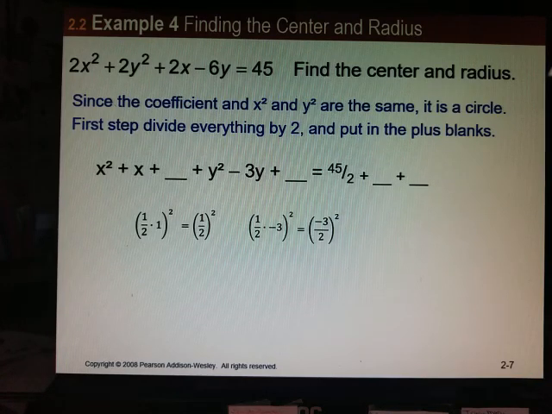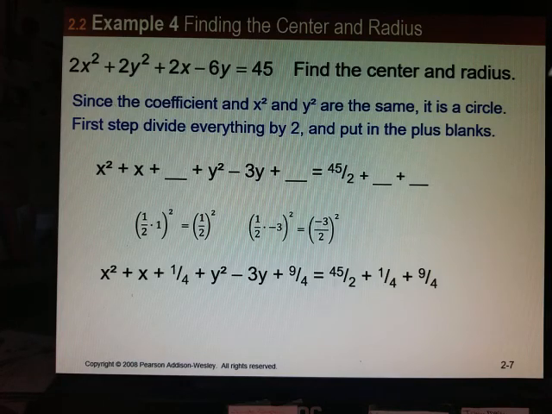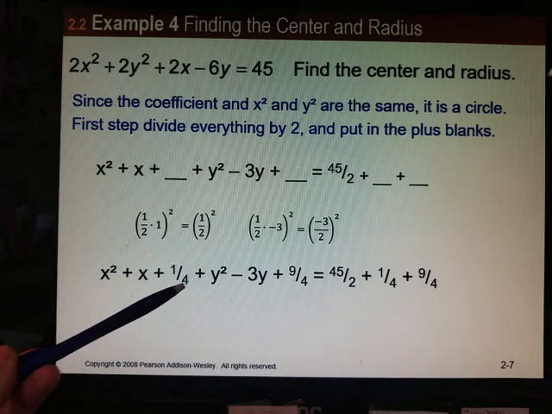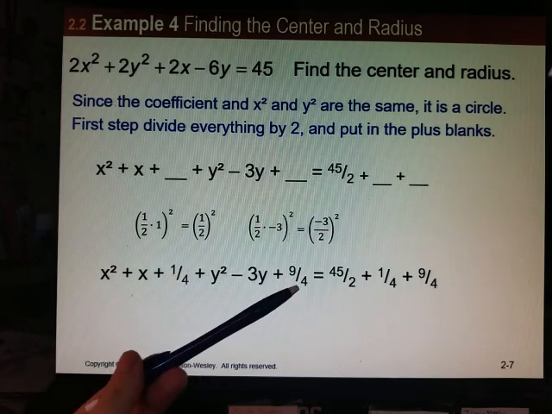Square that, that means negative 3 over 2 times negative 3 over 2. See, negative 3 times negative 3 would be a positive 9, and 2 times 2 would be 4. So that's where we got these numbers. So again, it's half of that squared. Half of the negative 3 squared.